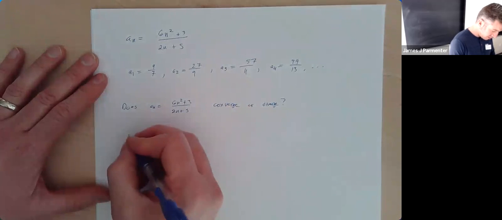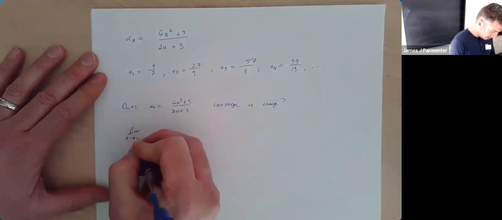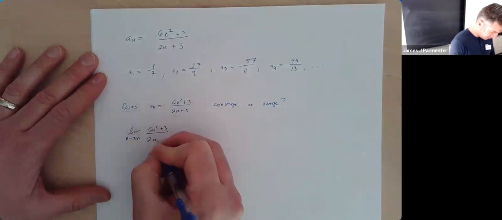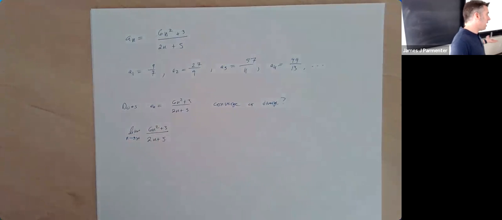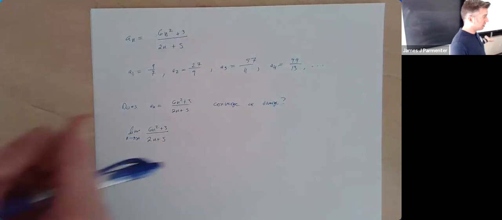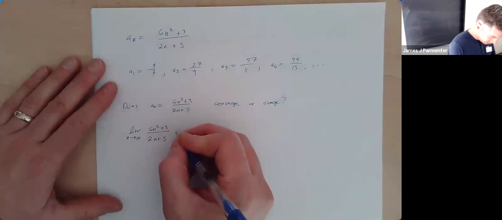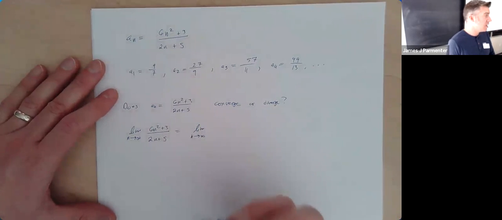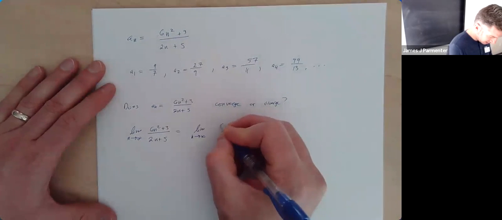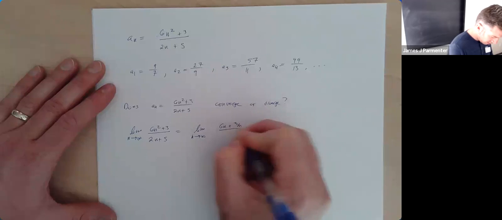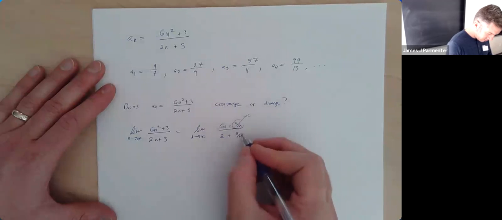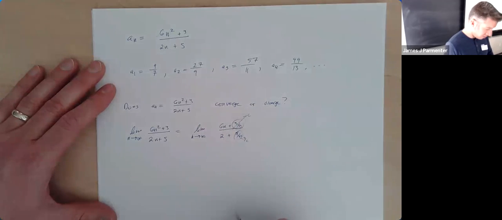Well, if we take the limit as n goes to infinity of 6n squared plus 3 over 2n plus 5, we can see that the power on top is a higher degree than the power on the bottom. So we know that this is going to get infinitely large. And you could show the same work. You could say, well, it's going to be the limit as n goes to infinity. Divide everything by the highest power, by n in the denominator. So we divide by n and we get 6n plus 3 over n over 2 plus 5 over n. And then these go to 0. But we're left with infinity over 2.